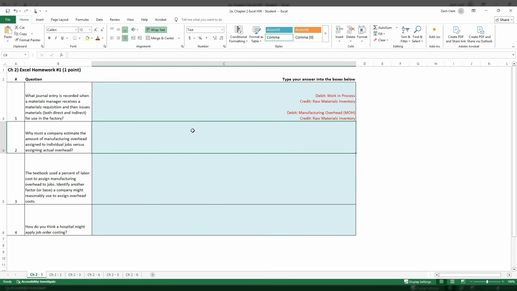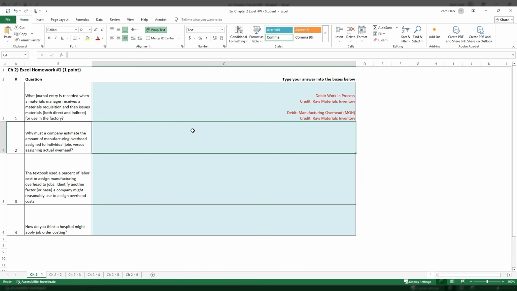Okay, number two, why must a company estimate the amount of manufacturing overhead assigned to individual jobs versus assigning actual overhead? So there's a few different reasons for this, and we talked about it in the lecture video again. We use this predetermined overhead rate, where we basically estimate the amount of overhead and then assign that to jobs. And we do that because of a few different issues. There's timing issues, there's cost tracking issues, financial reporting issues, etc.